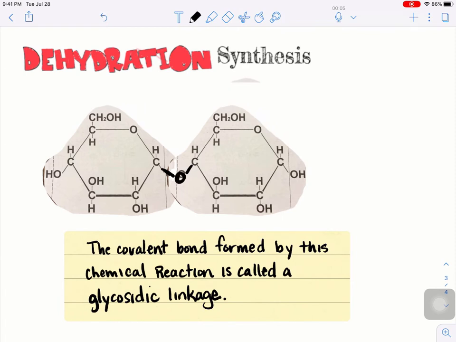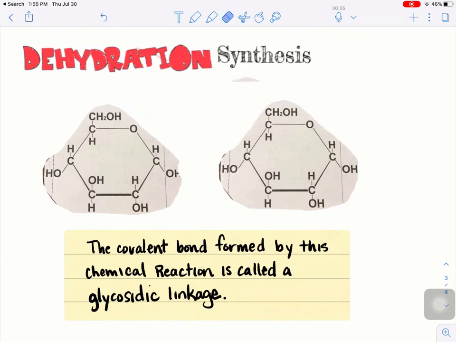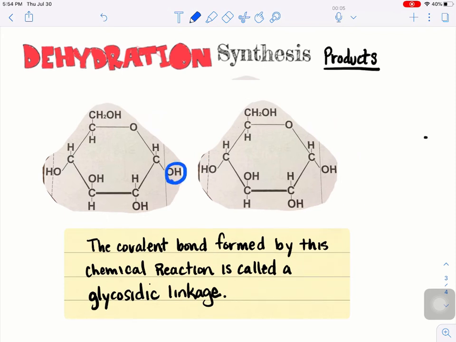The second product of this chemical reaction is a water molecule. For every glycosidic linkage formed, there will be a water molecule produced. To model the process of water forming as a result of dehydration synthesis, cut along the dotted lines and remove the circled atoms and tape together the resulting disaccharide, and be sure to highlight the glycosidic linkage formed.